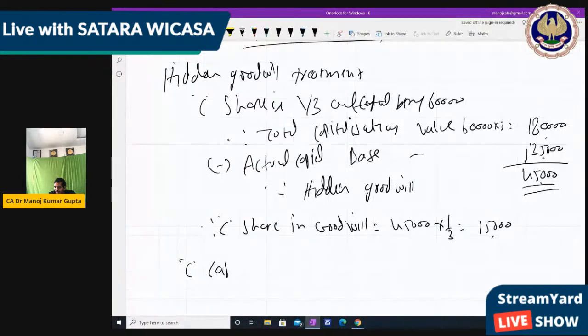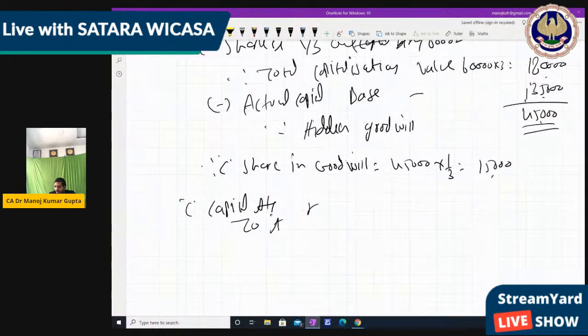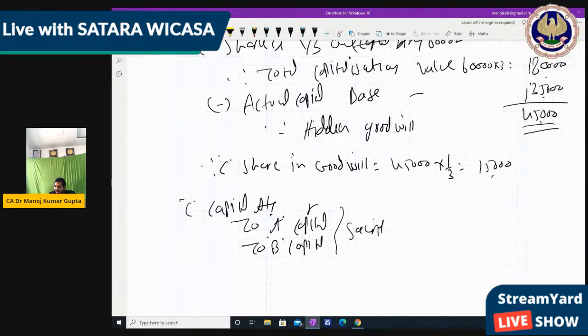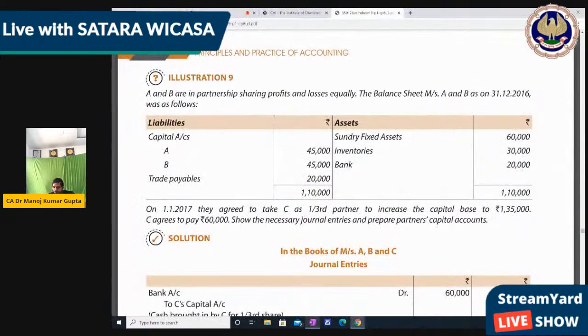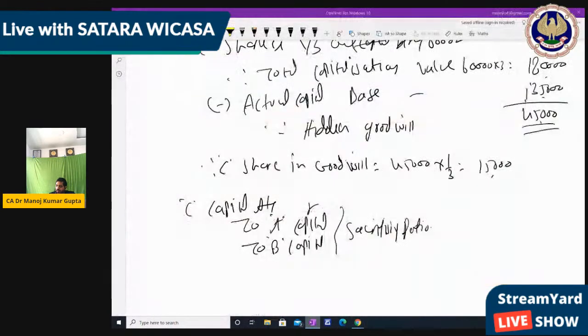So C capital account debit to A capital, to B capital in their sacrificing ratio. What is the sacrificing ratio? C is admitted for 1/3, and previously they shared equally. That means after that also they are equal. So everything is equal only. So 7,500 each they will get, sacrificing in equal ratio. That is 1:1.